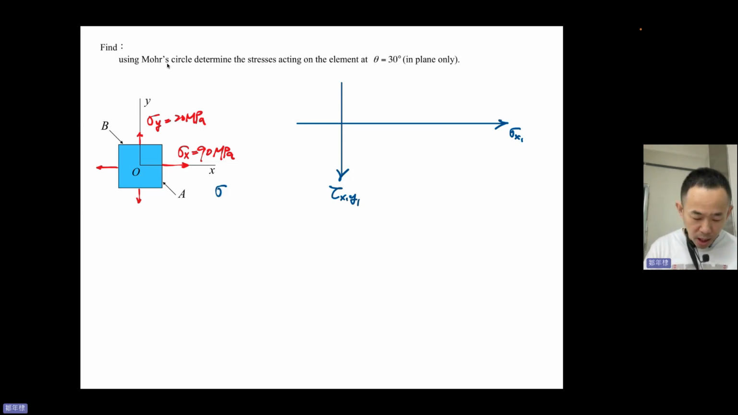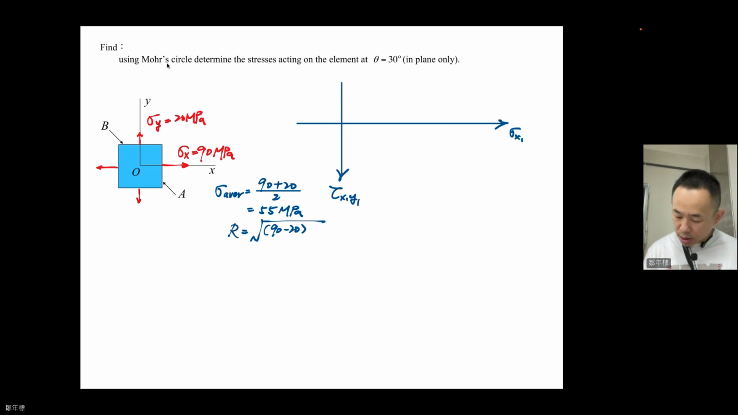Easy, right? Sigma average equals 90 plus 20, divided by 2. Be sure of the value, negative or positive sign. That is 55 MPa. And R equals the square root of ((90 minus 20) divided by 2) squared plus 0 squared, because there's no shear. That is 35 MPa.